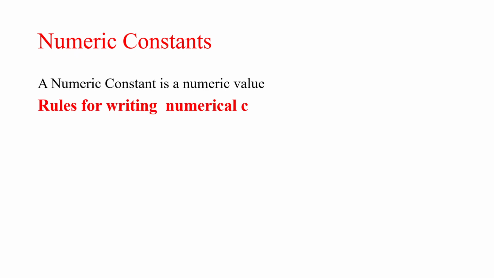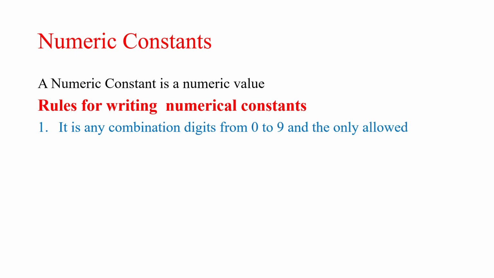Numeric constants. A numeric constant is a numeric value. It is any combination of digits from 0 to 9, and the only allowed special characters, namely plus, minus, and the decimal point.